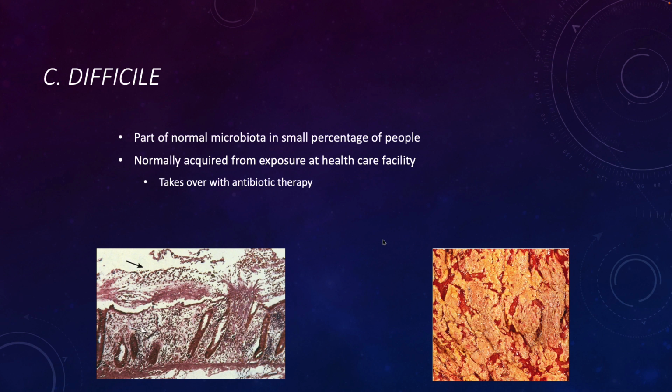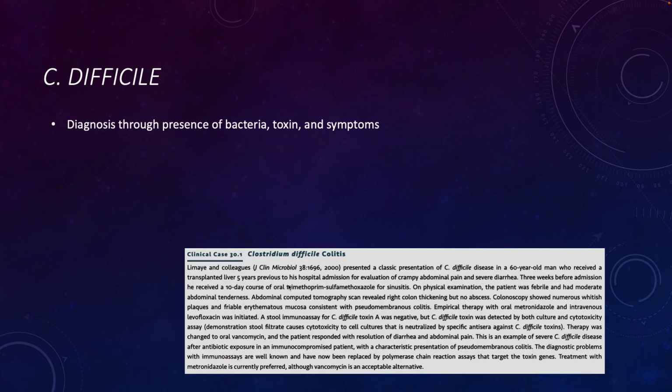Generally, patients will develop the infection from exposure at a healthcare facility. And then when a patient has been prescribed antibiotics for whatever reason, whether prophylactic or because they have another type of infection, that allows the bacterium to take over. And what we're seeing here in this image on the right, these are the plaques that will form inside the intestines during the pseudomembranous colitis. And then here's a cross section where you can just see the bacteria all inside the intestinal lining, just really taking over. Infection is diagnosed through the presence of the bacterium, the toxins, and the symptoms.